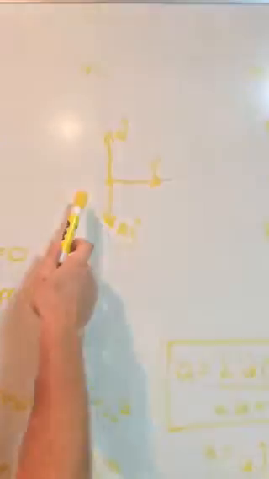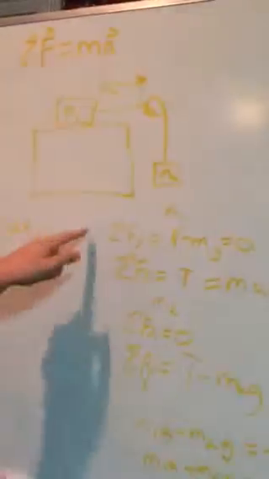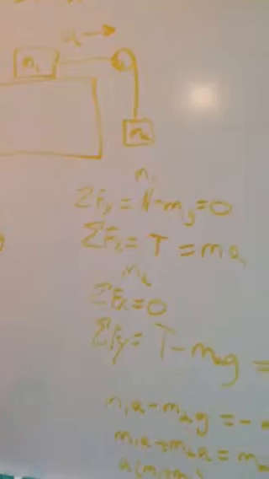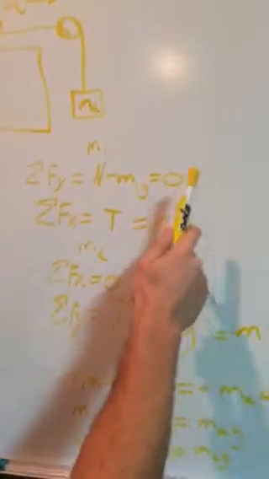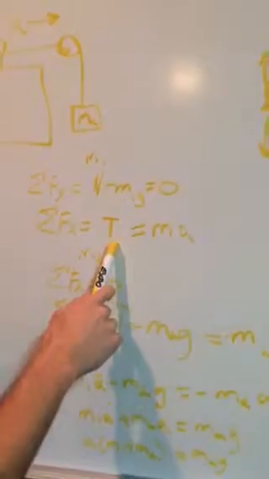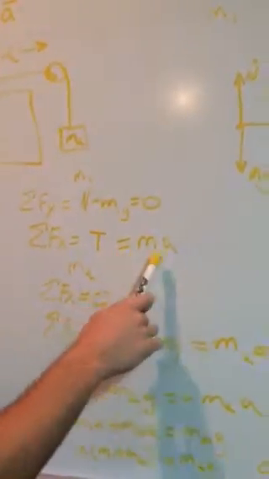Here's a free body diagram for M1: the normal force, the force of gravity, and the tension from the rope. And then the free body diagram for M2 is the tension of the rope and the force of gravity. So for M1, we would do the sum of forces in the y direction. We get the normal force minus the force of gravity equals 0 because it's not accelerating in the y direction. And in the x direction, you have just the tension pulling on M1, which equals m1a because it is accelerating in that direction.